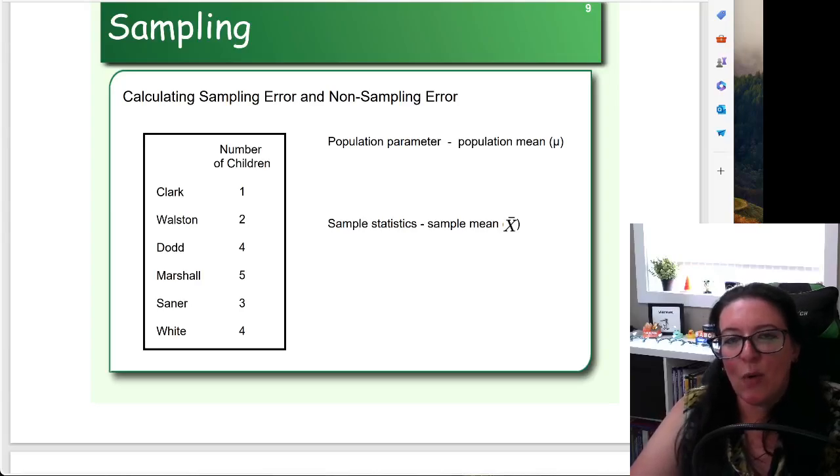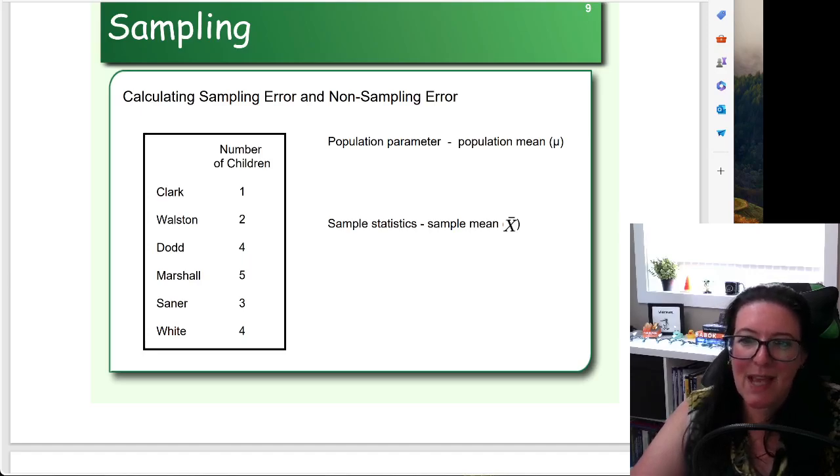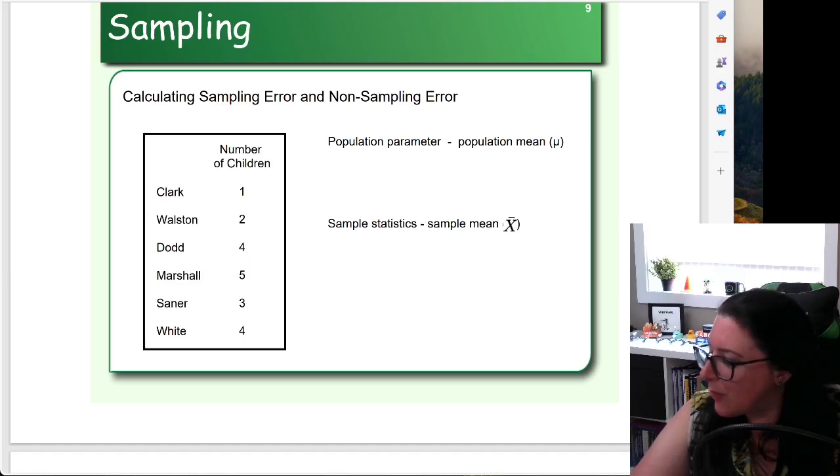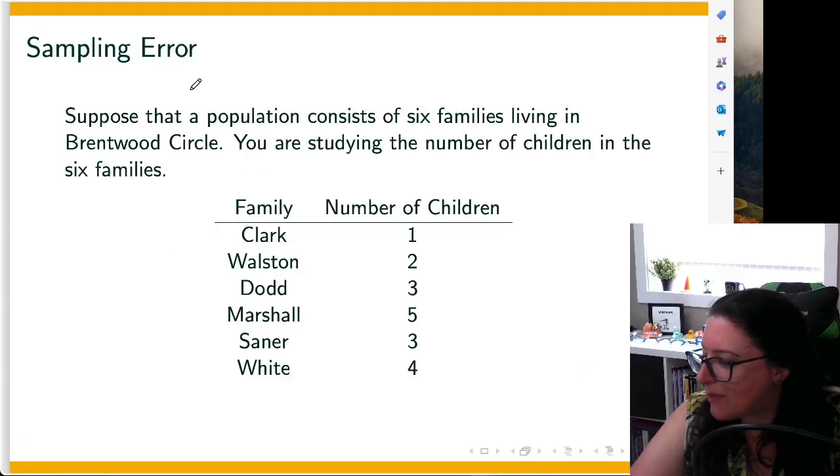In a previous video, we talked about developing our sampling plan and what it meant to have sampling error. We actually looked at this particular example here and the difference between a sample statistic, the average, and the population parameter. So let's actually revisit this particular example here related to the number of children.